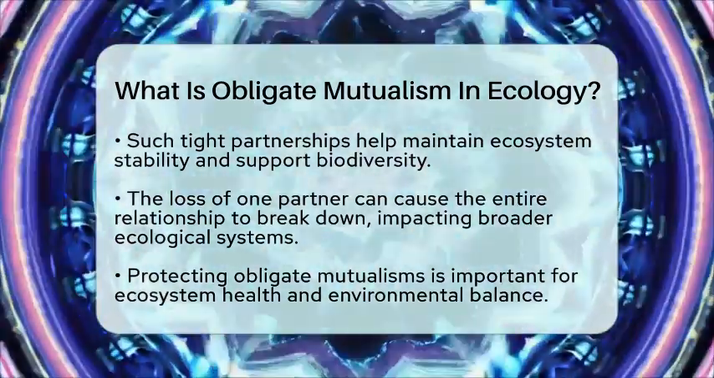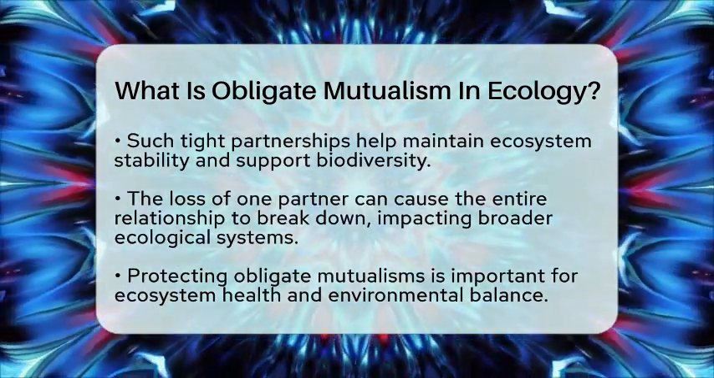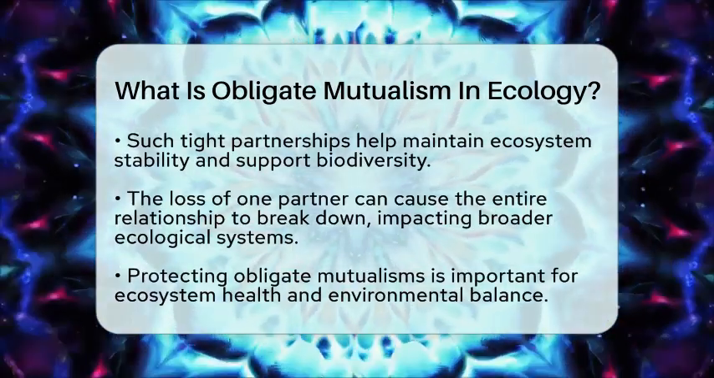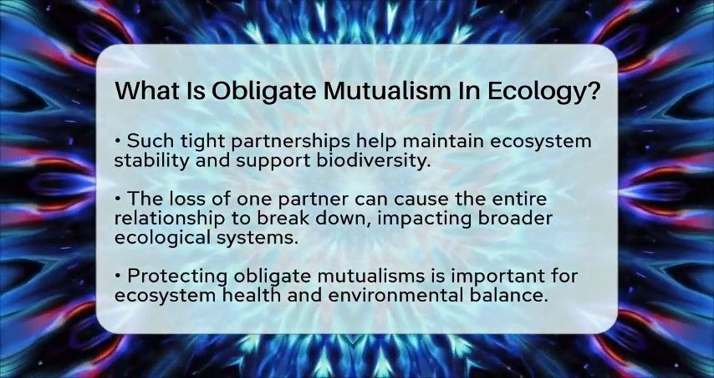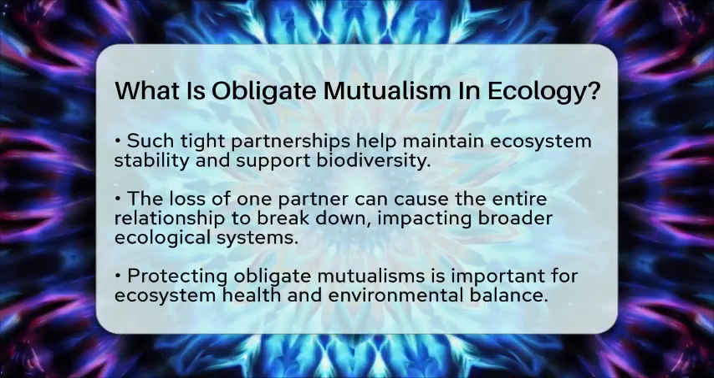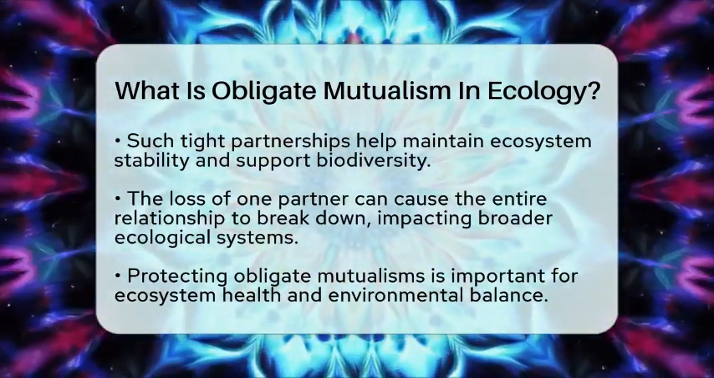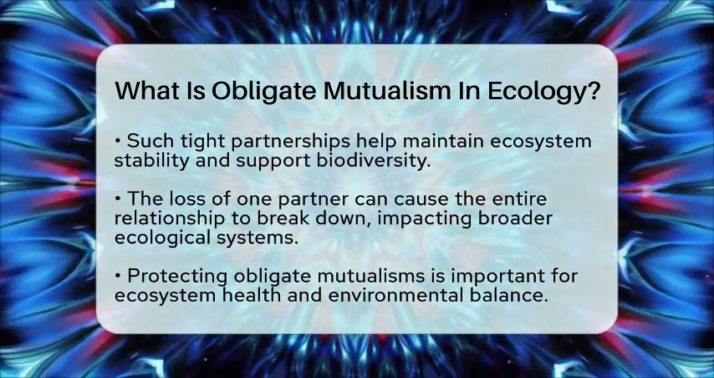Understanding obligate mutualism helps us see how species depend on each other to thrive. It also shows how delicate ecosystems can be. If one partner is lost, the whole relationship can collapse, affecting many other species and the environment. Protecting these relationships is key to keeping ecosystems healthy and balanced.